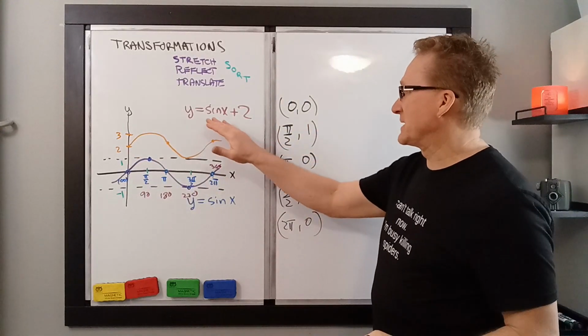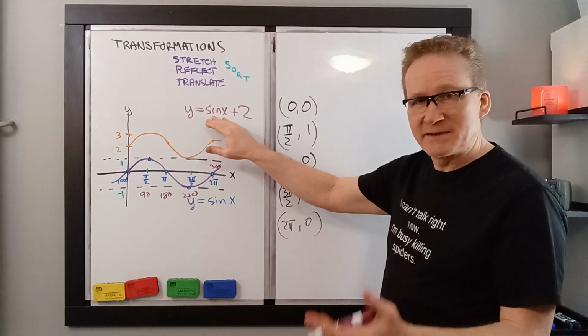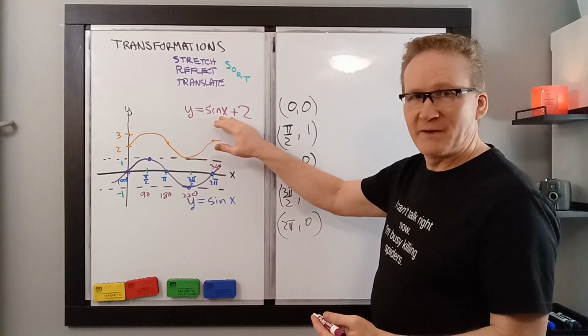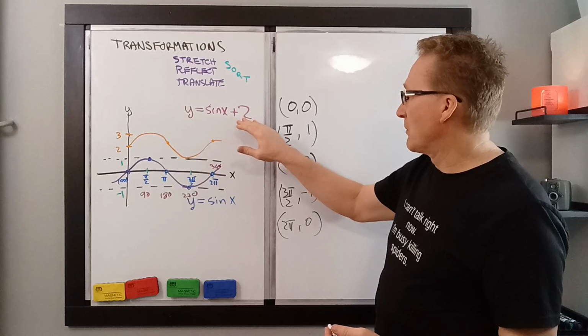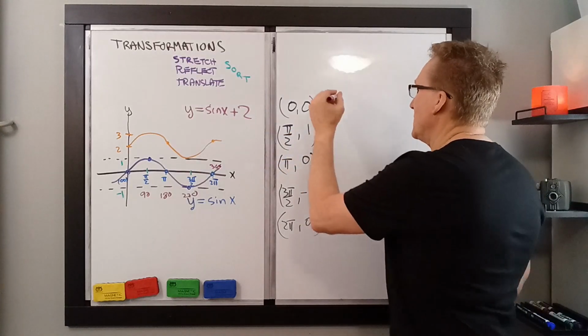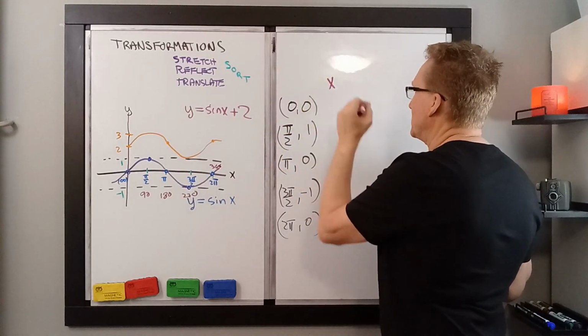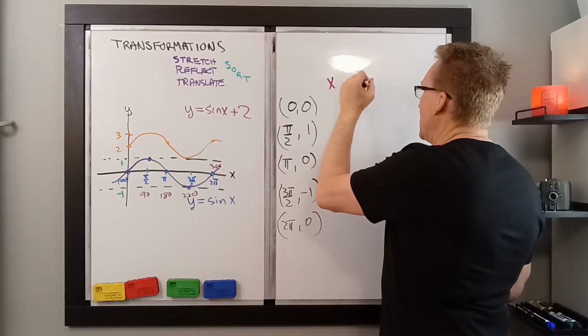Now what I want to do is I want to say, okay, the x values are staying the same, but what's happening to the y values? The x values are staying the same, but we're adding 2 to the y values. So the x is the same. I'm just going to leave that. And then the y, we add 2.